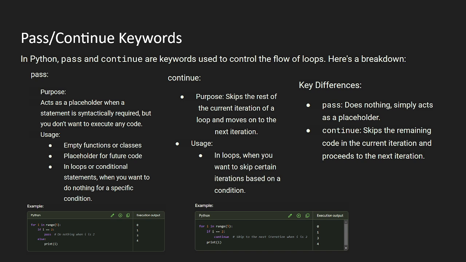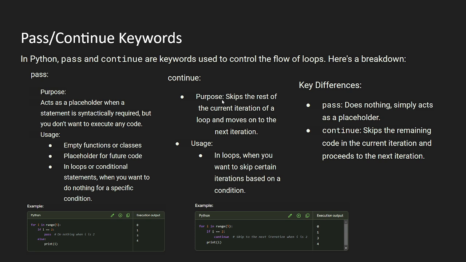And also we have pass and continue keywords, which we did not discuss last time. So pass acts as a placeholder when a statement is syntactically required, but you don't want to execute any code. Basically, its usage is empty functions or class placeholders for future code, or in loops or conditional statements when you want to do nothing for a specific condition. So if i equals 2, maybe in that specific case you don't want to do the operation that you would do for the other cases. So you'd use pass, move on, and go on to else and do whatever you want.